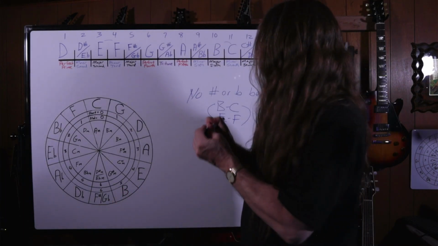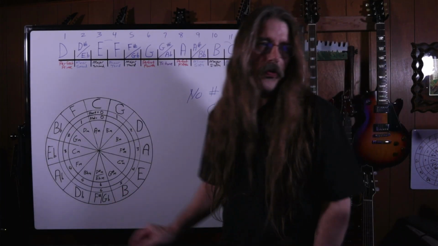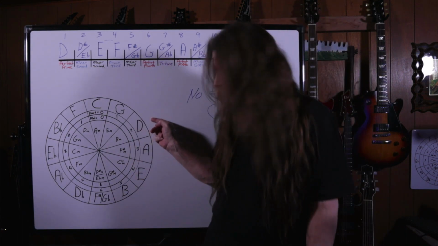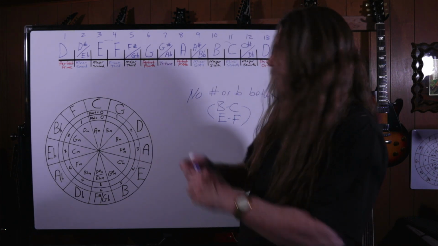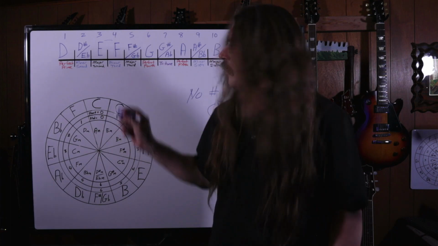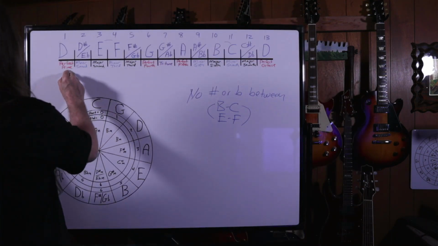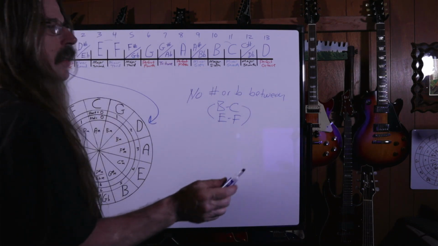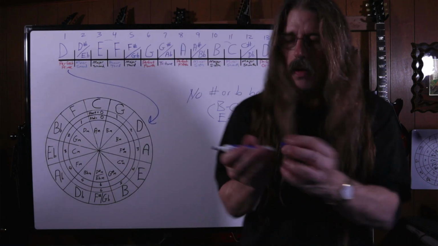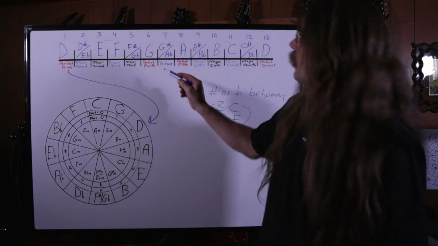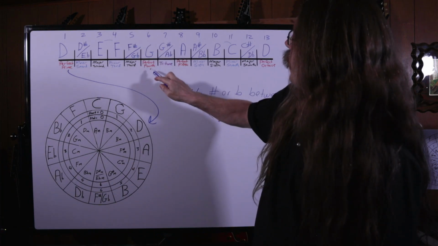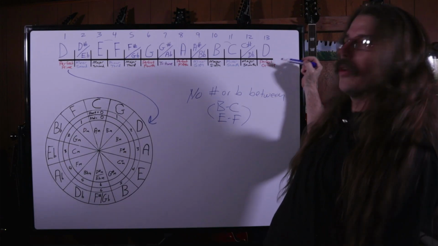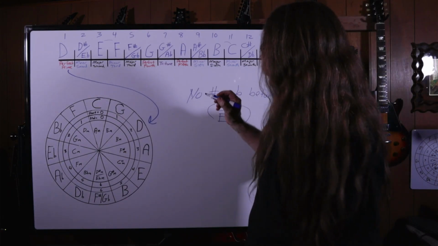Now how this circle of fifths works: if I write a song in the key of D, that's going to be my prime. Number one here is the key D. Notice up here, the fourth and fifth are called perfects, and the octave is also called a perfect.